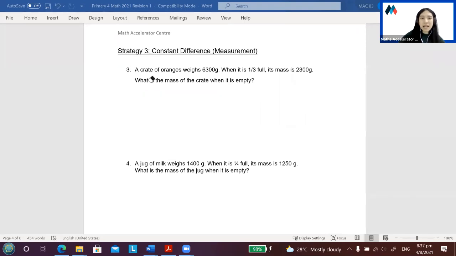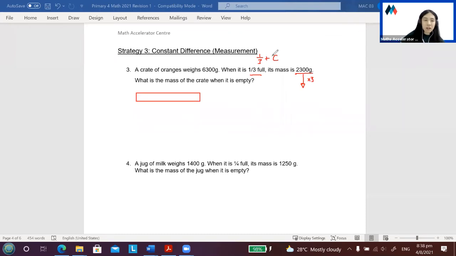The crate of oranges, when it is full, weighs 6,300 grams. When it is 1/3 full, it weighs 2,300 grams. Not quite. I think you might have made a mistake somewhere. So when it is 1/3 full, its mass is 2,300 grams. If you times 2,300 by 3, you will not get 6,300. Why? You will not get 6,300 because this 1/3 full is 1/3 of oranges plus the crate, right?